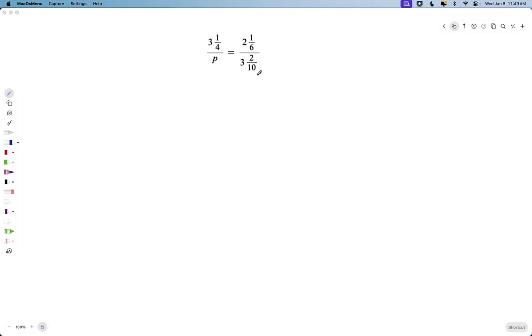So here's what we want to do. We want to first convert everything to improper fractions, because that is the way we can factor things out and reduce, and it makes life a lot easier. We can deal with smaller numbers that way.